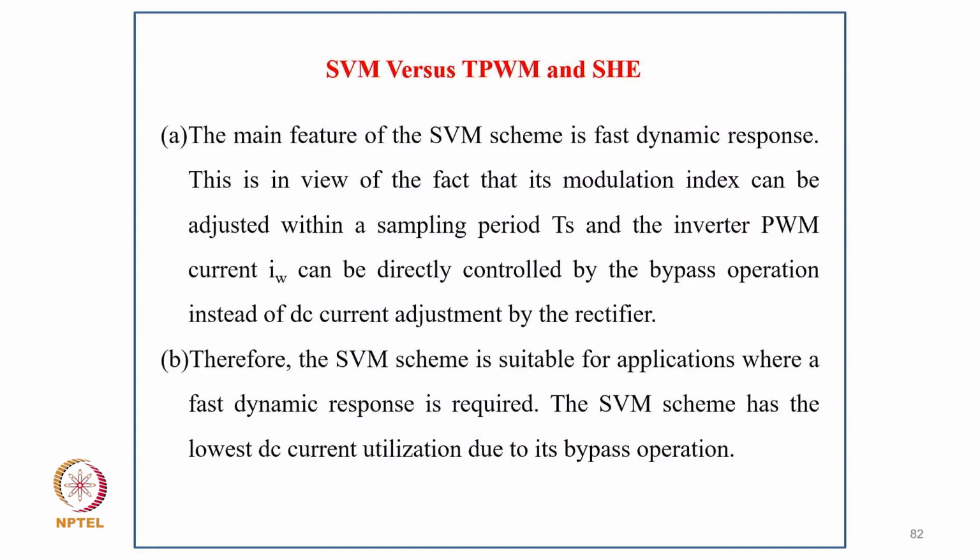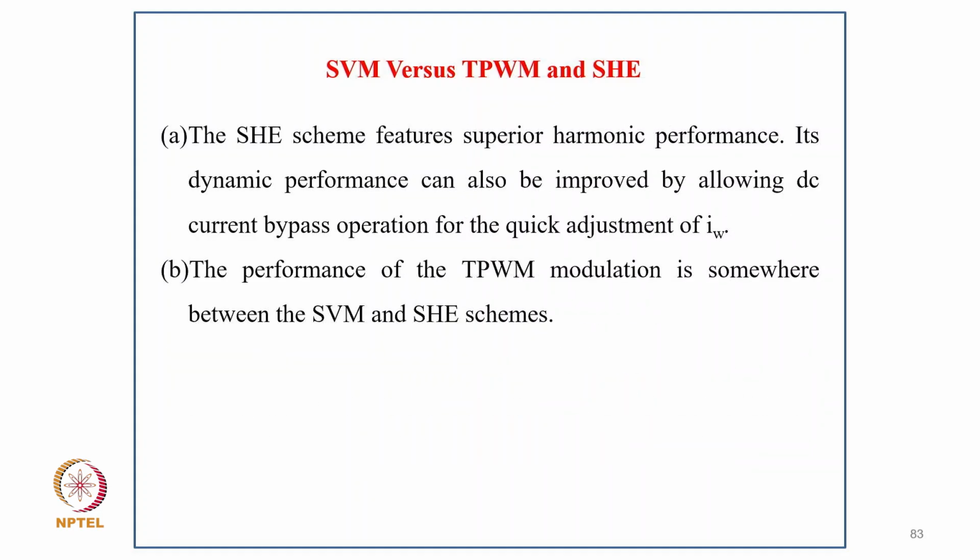So coming to space vector modulation versus trapezoidal modulation and selective harmonic elimination. The main feature of the SVM scheme is fast dynamic response, in view of the fact that the modulation index can be adjusted within the same sampling period Ts, and the inverter current IW can be directly controlled by the bypass operation instead of DC current adjustment by the rectifier. And B, therefore the SVM scheme is suitable for applications where a fast dynamic response is required, and the SVM scheme has the lowest DC current utilization due to its bypass operation.